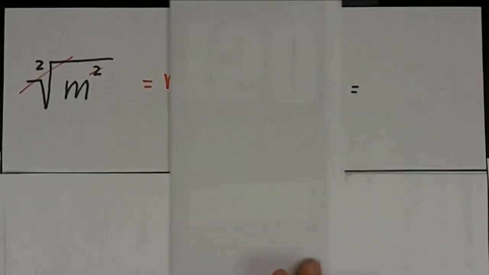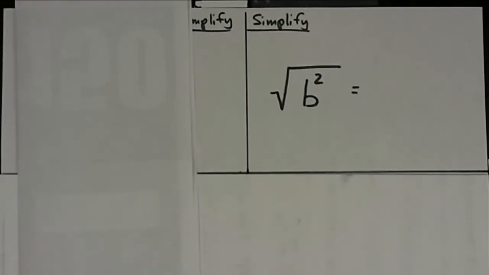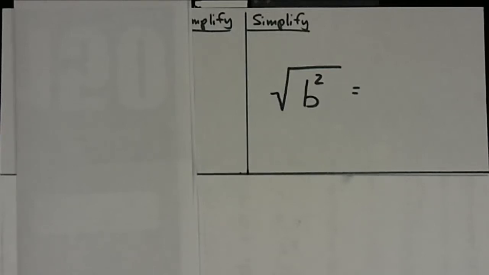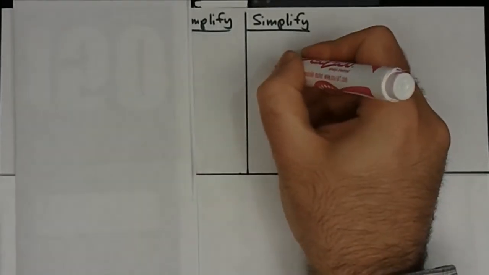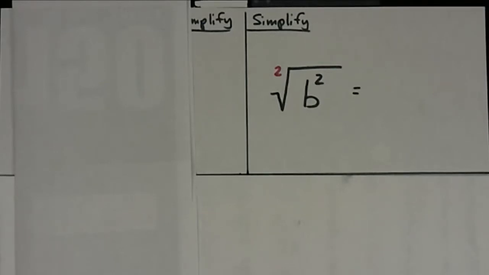Alright, I think that was pretty simple. Let's take a look at that one. What's the answer there? Now remember when I told you in the book, for whatever reason, they simply don't write down the power of 2. So if there is no power near the radical, assume it's a 2. I know it's kind of strange.